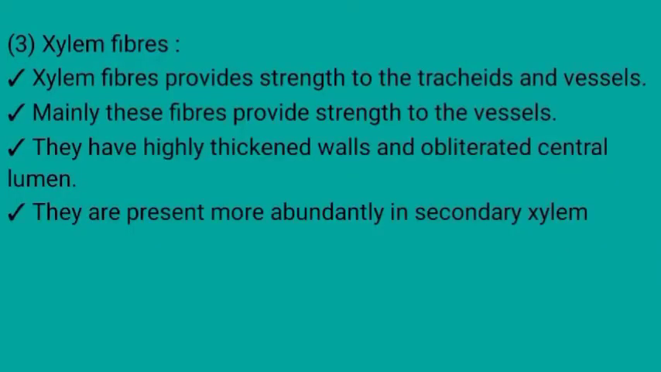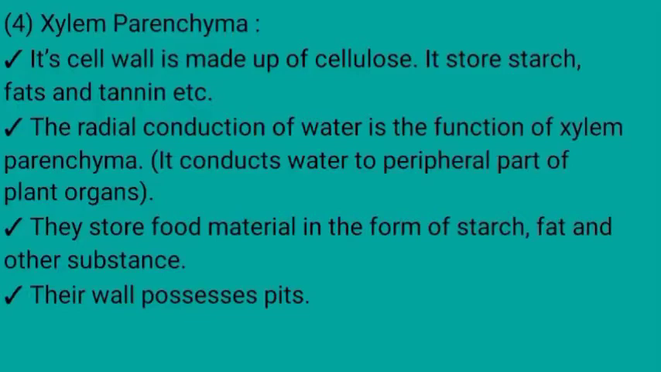Third one, xylem fibers. Xylem fibers provide strength to the tracheids and vessels. Mainly these fibers provide strength to the vessels. They have highly thickened walls and an obliterated central lumen. They are present more abundantly in secondary xylem. You have to remember fibers give strength to tracheids and vessels, mainly mechanical strength to vessels. The fourth type of xylem element is xylem parenchyma, which is a living tissue in xylem.